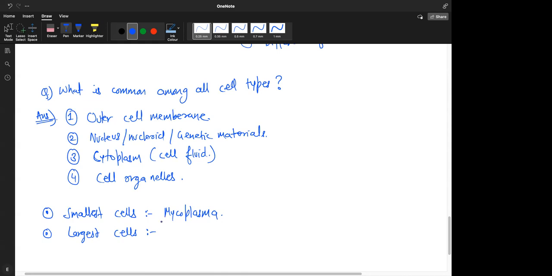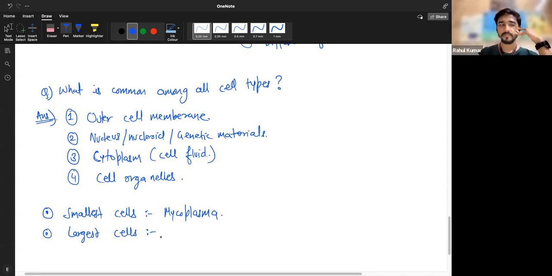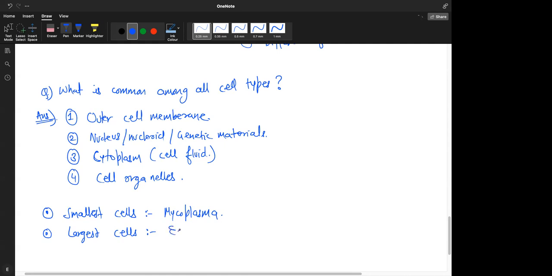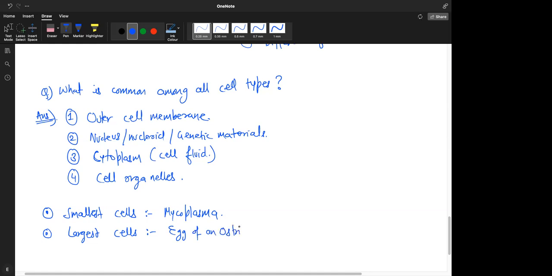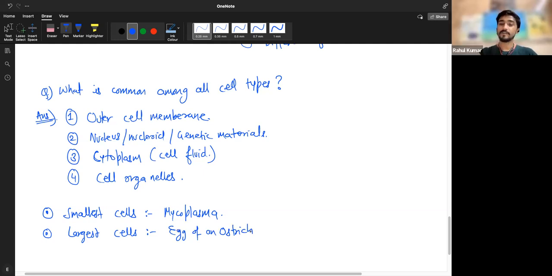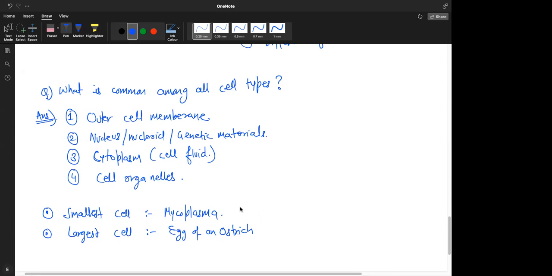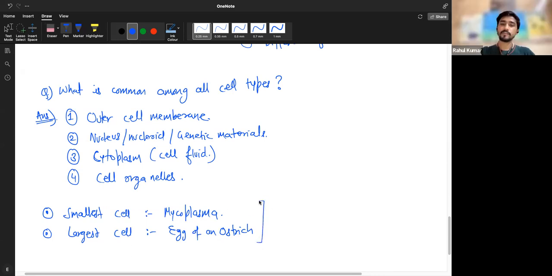How big is an egg? This big, right? And which bird has the largest egg? Ostrich. Yes. You know everything. It was just a guess. Yeah, you're correct. The egg of an ostrich is the largest cell present on the planet Earth right now. Okay? Is it clear? Smallest is mycoplasma, largest is the egg of an ostrich.